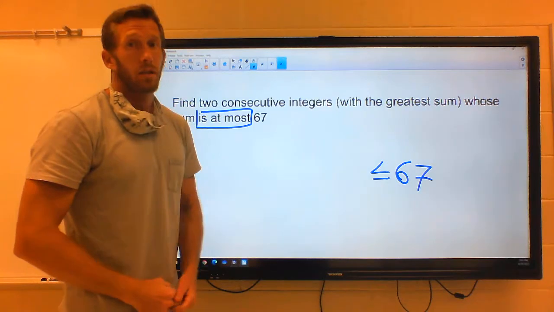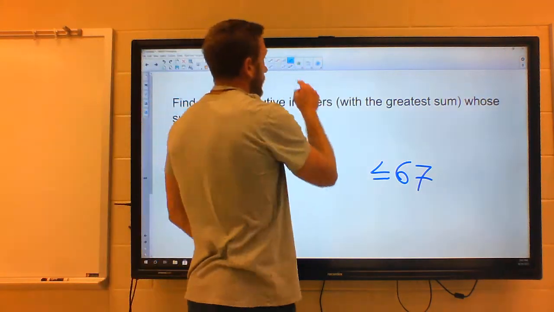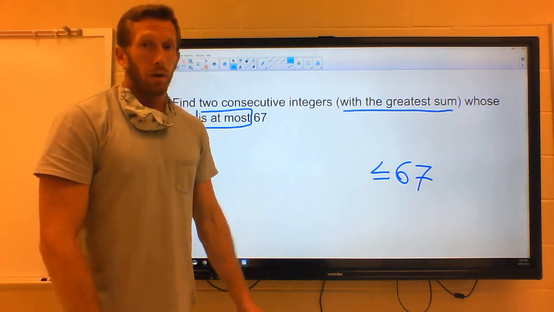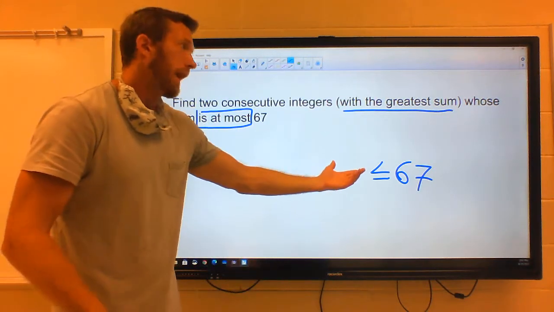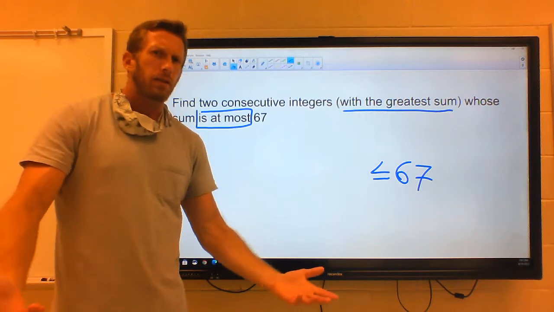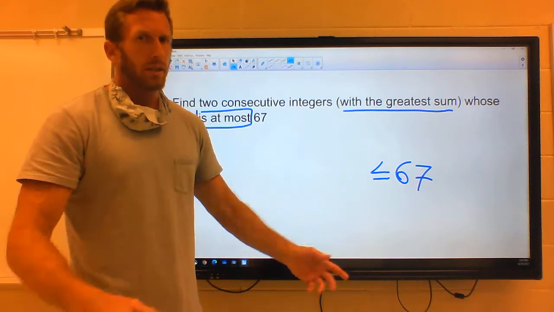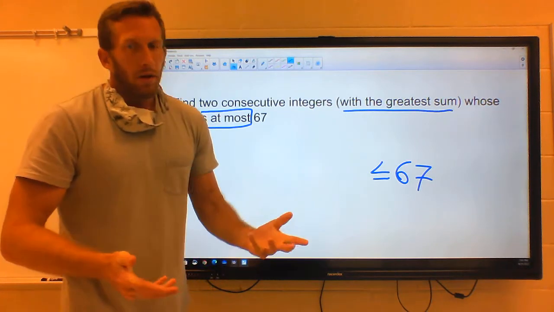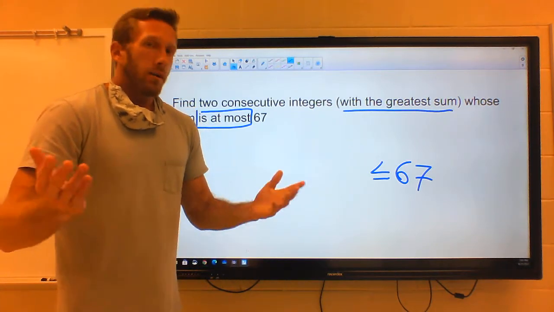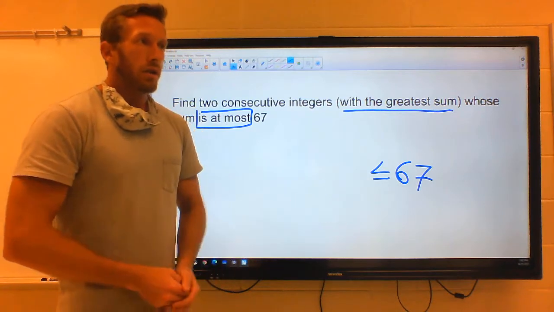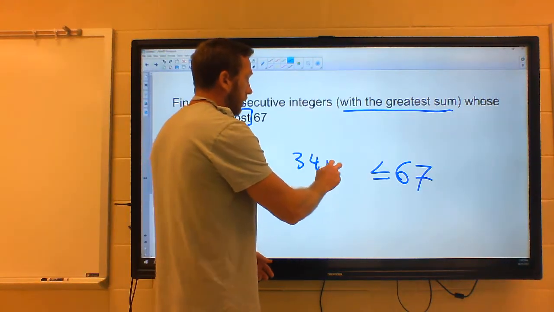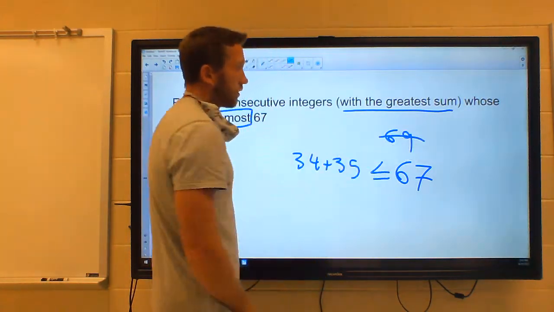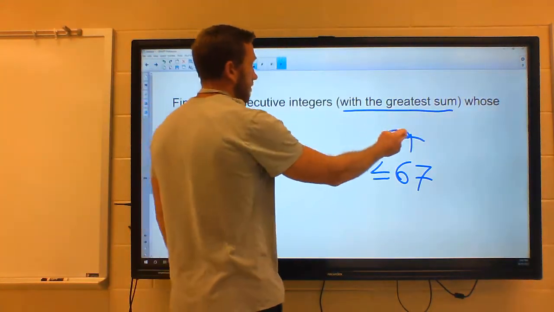We want the greatest sum. So we actually want the specific two integers that add up to be the biggest combination we could. And the biggest combination would be adding up to be 67 in this case. Does that make sense? If it adds up to 67, that's the biggest it could be. So you're probably already in your head thinking, oh, 33 and 34. Yes, that's the largest combination. Because if we did 34 plus 35, that would end up being 69, which would be too large.